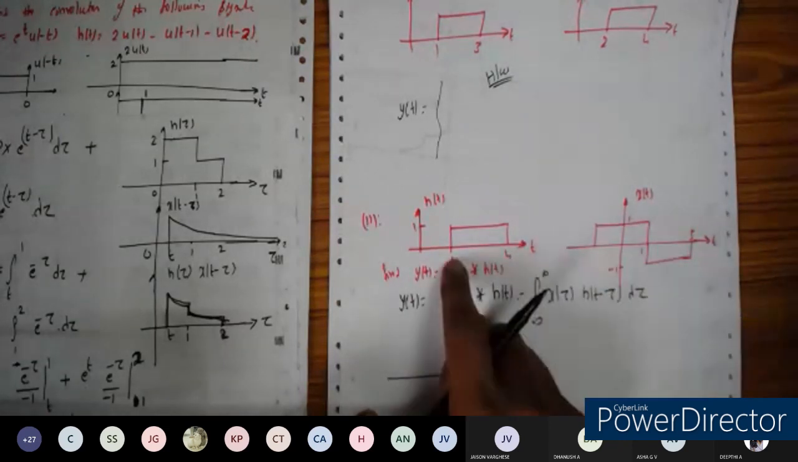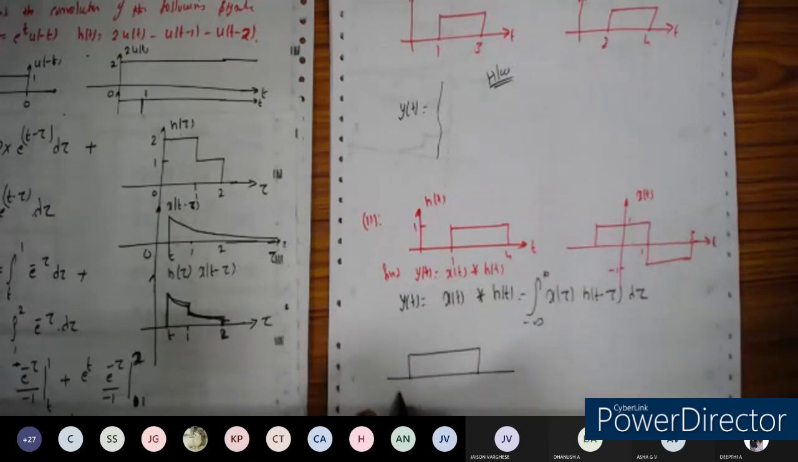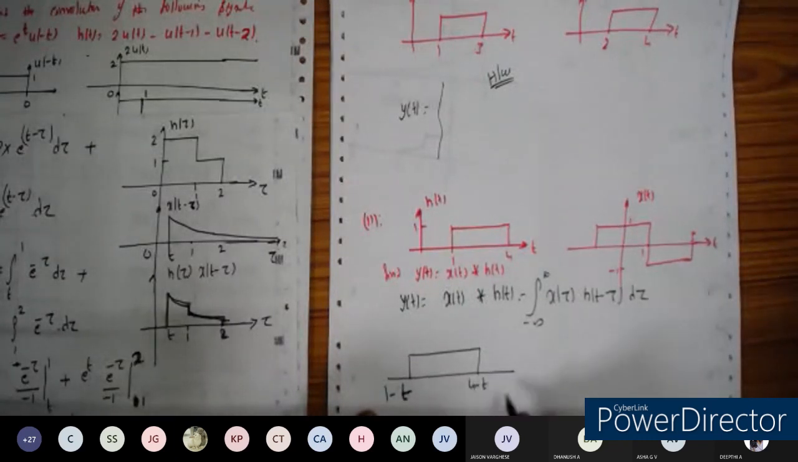So h of t plus tau means I need to add minus t to this time interval. So the signal will become like this. I'm going to shift towards the left side by t units. So it has become 1 minus t, and this will become 4 minus t.